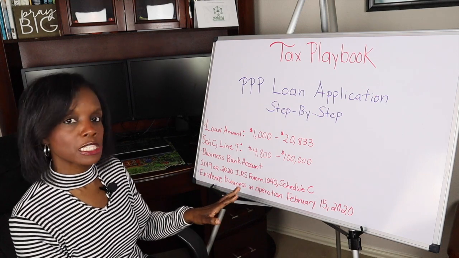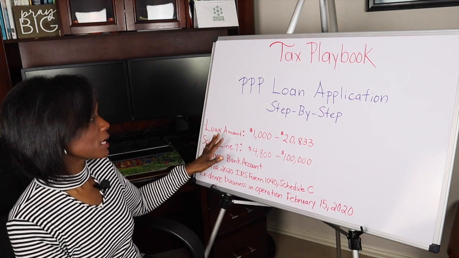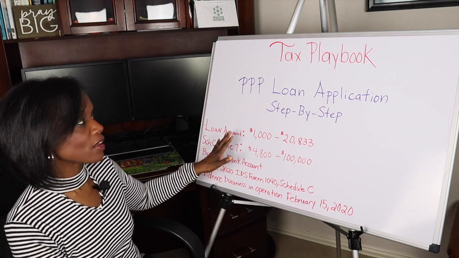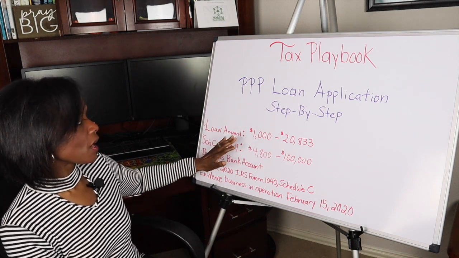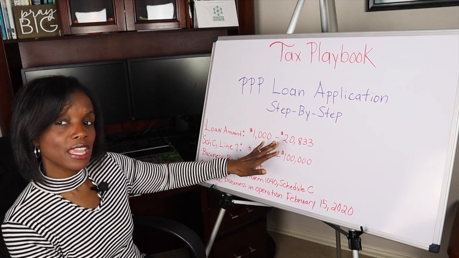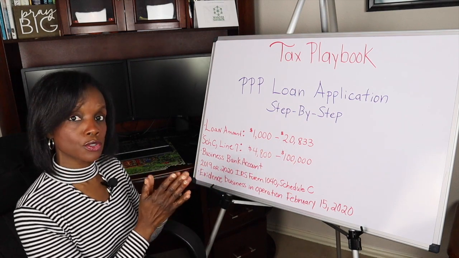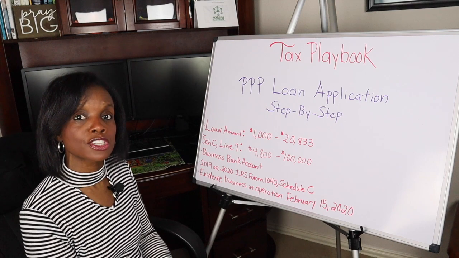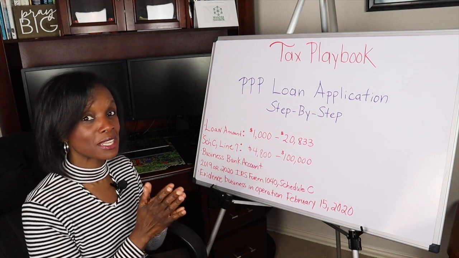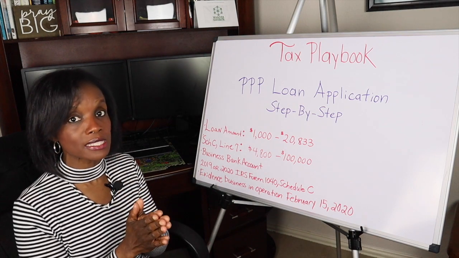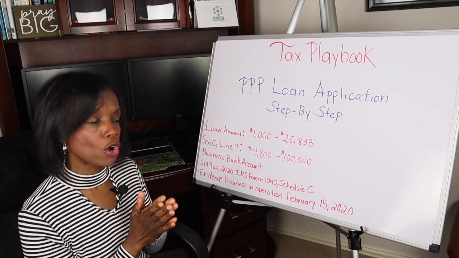I want to recap some things before we get into our class or our workshop today. Remember the minimum and the maximum loan amount. You can qualify for a PPP loan amount anywhere from $1,000 up to $20,833. You may say, why is there this cap? This video and this class are only for self-employed individuals, sole proprietors, or independent contractors that have no employees, and you file the IRS Form 1040 Schedule C on your tax return.